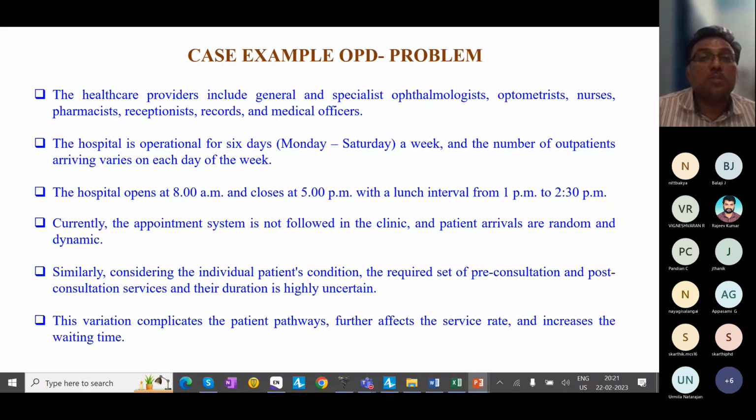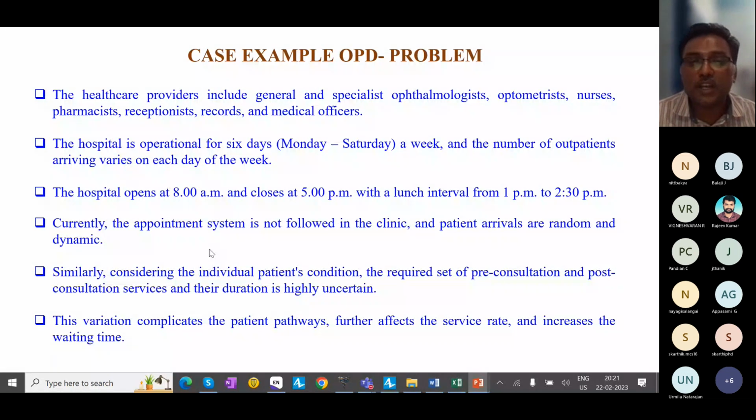And I'm just reporting the problem statement to you, right? The healthcare providers include general practitioners and specialists. So the health providers include ophthalmologists, optometrists, nurses, pharmacists, everything. And the hospital is operational for 6 days, Monday to Saturday, and opens at 8 a.m. But actually the registration and other counters start at 8:30 and close at 5 p.m. Predominantly the patient arrival happens in the forenoon session, and the afternoon session has very few. And there is a lunch interval from 1 to 2:30.